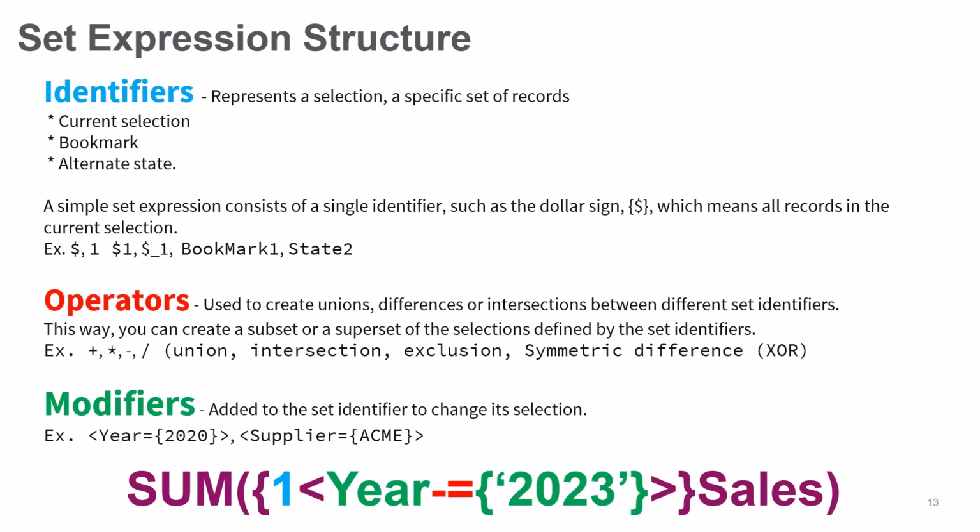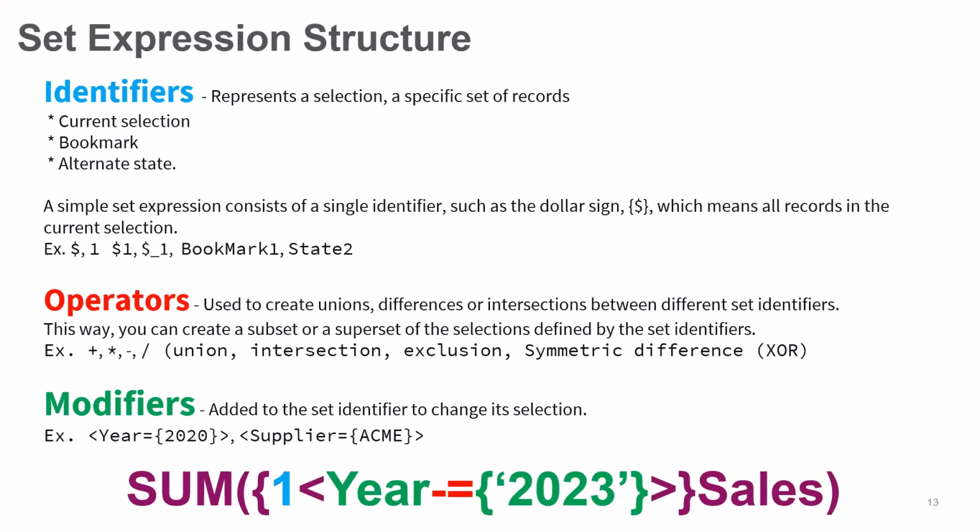A simple set expression basically consists of a single identifier, such as a $ sign. There are different symbols that mean different things, which means, for example, all records in the current selection. Once you start working with it, it becomes more familiar. Then there are operators, which are used to create unions, differences, and intersections between different set identifiers. And then modifiers, which are used to change the selection.